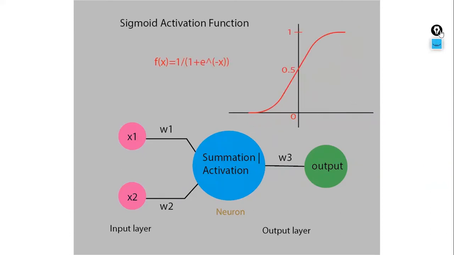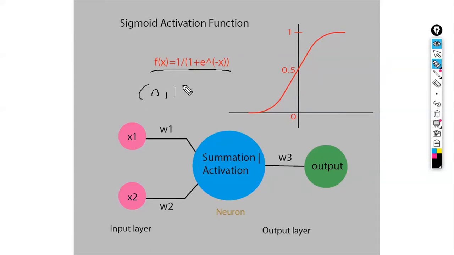Coming towards the next kind of activation function, the sigmoid activation function. What does it do? It does some transformation on every input value. It gives values between 0 and 1, point to be noted. The lowest value is 0 and the highest value is 1, and the other values are in between.